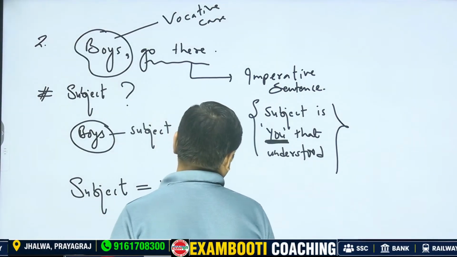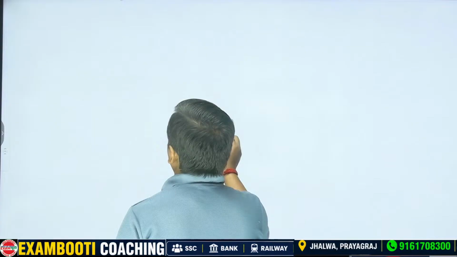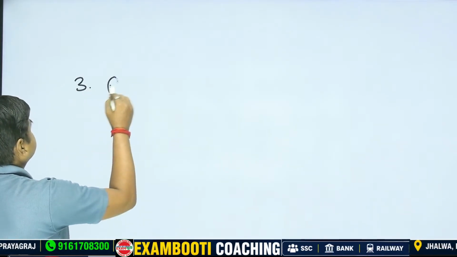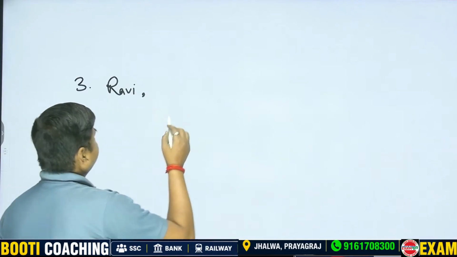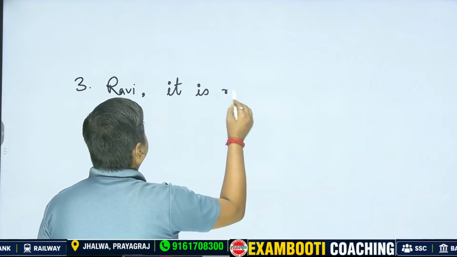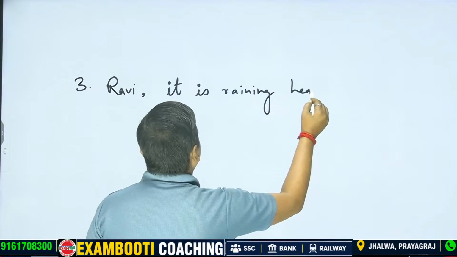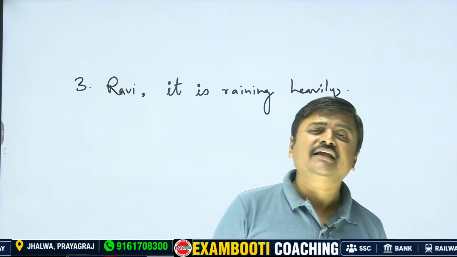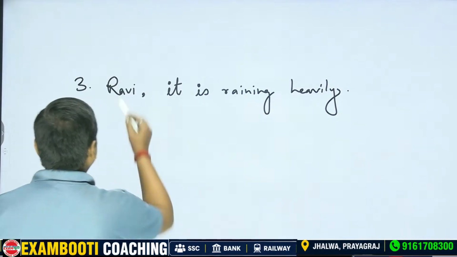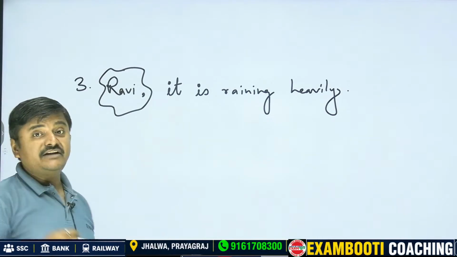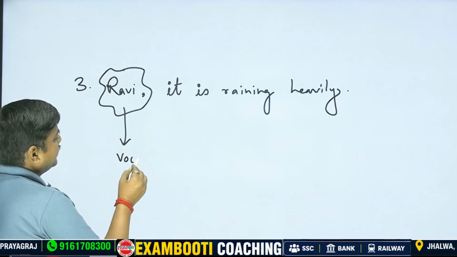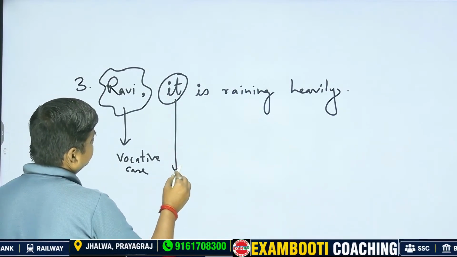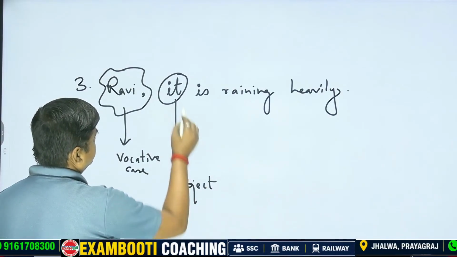Let's take one more example. Ravi, it is raining heavily. See, भारी बारिश हो रही है. Now, Ravi is not the subject. Ravi is being addressed. Ravi is in vocative case. And it is actually the subject of the sentence. So it is in subjective case.